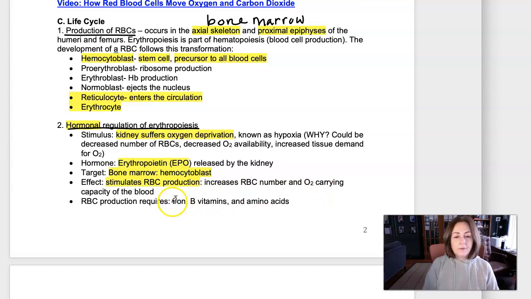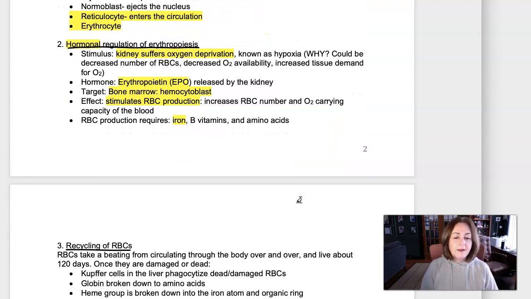And so remember, this is going to require some dietary ingredients: iron, B vitamins, amino acids. We would have to have those items in order to make red blood cells.